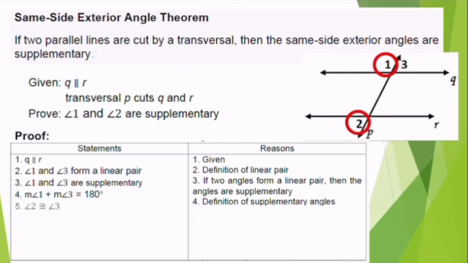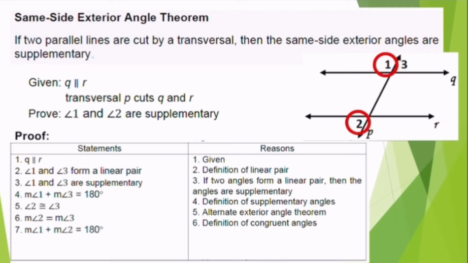Next statement, angle 2 is congruent to angle 3. The reason, alternate exterior angle theorem. Next statement, the degree measure of angle 2 is equal to the degree measure of angle 3. The reason, the definition of congruent angles. Next statement, the degree measure of angle 1 plus the degree measure of angle 2 is equal to 180 degrees. And the reason is by substitution property.